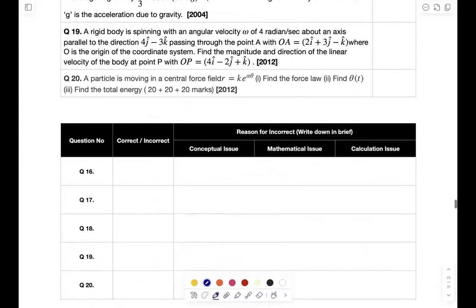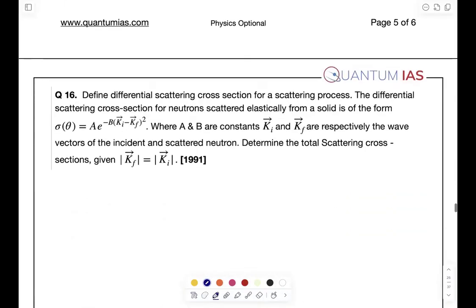Okay, so let's get started with question number 16. This is again a PYQ. It was asked in 1991, and this question is about finding the differential scattering cross section area. This is talking about the scattering process. As I have told in the earlier video also, scattering means that we have to consider the elastic collision.